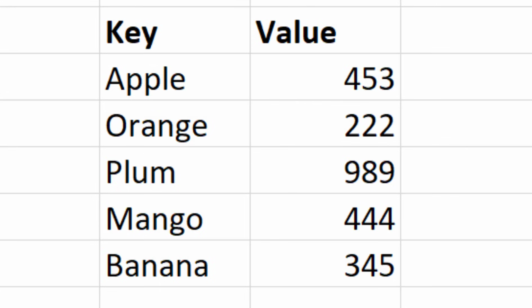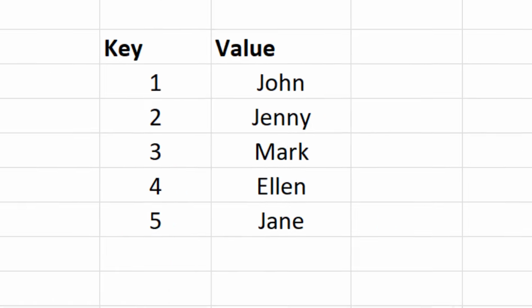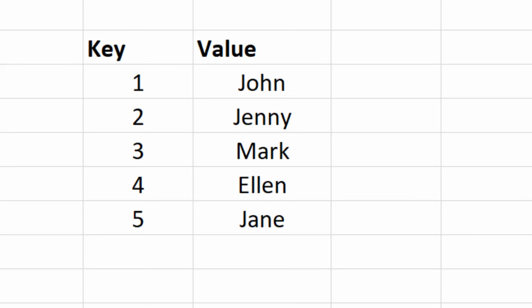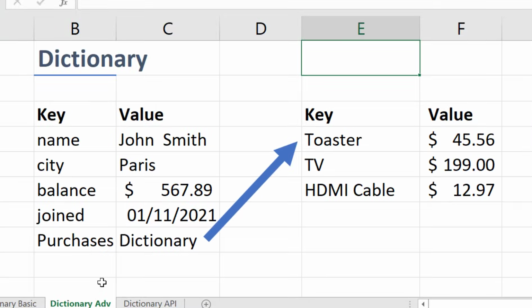And the value would be maybe the number of items that we'd sold, or it could be the cost of each one. Now a second example here is where we have the number, and this could be some kind of list of people that we want to process. And for each one, the key is a number, and then the value is the person's name. So these are simple versions of a dictionary. Now we can use dictionaries in a more advanced way.